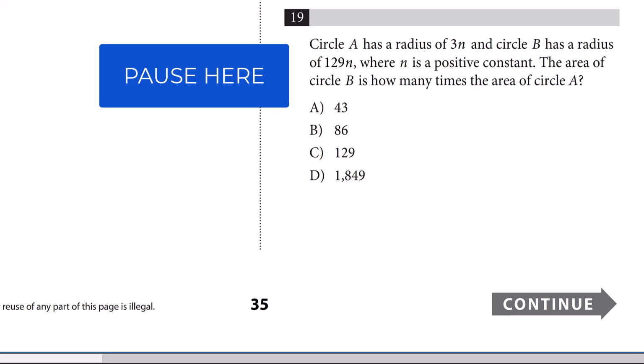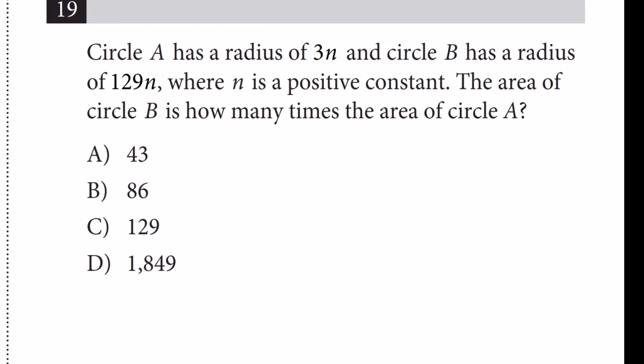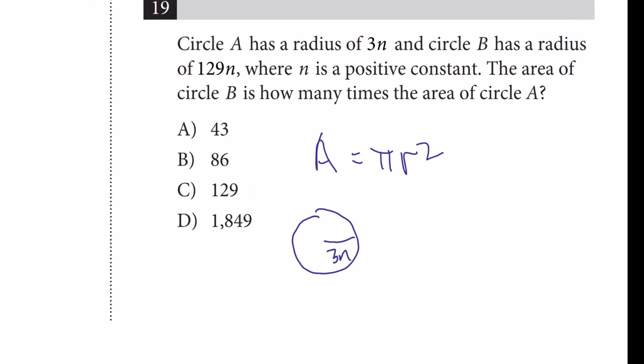Question 19. Go ahead and pause the video and try to solve this. So this is your classic area of a circle, nothing major. Area is pi r squared. So you've got one circle that has a radius of 3n, and you got another one that has a radius of 129n, much larger. The area of circle B, how many times?